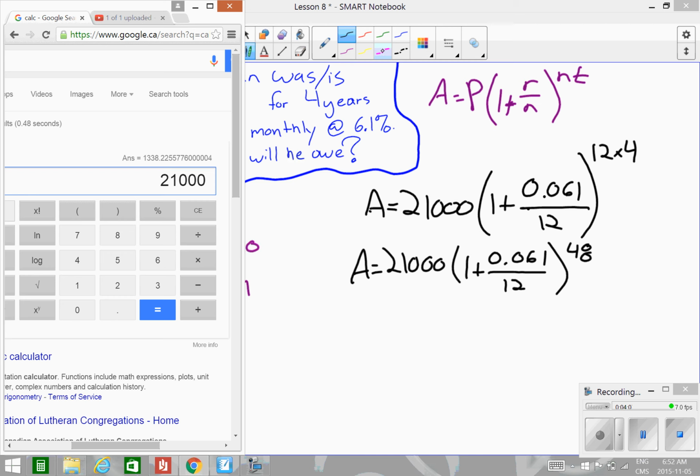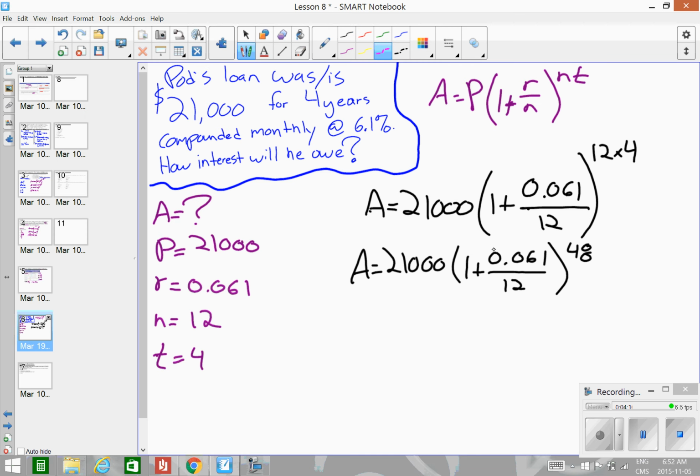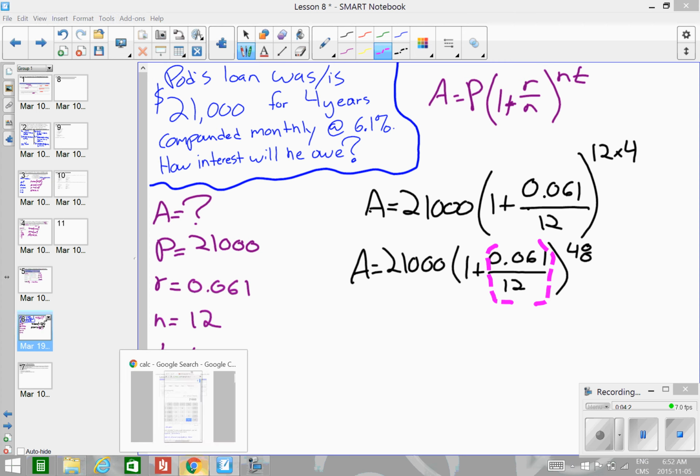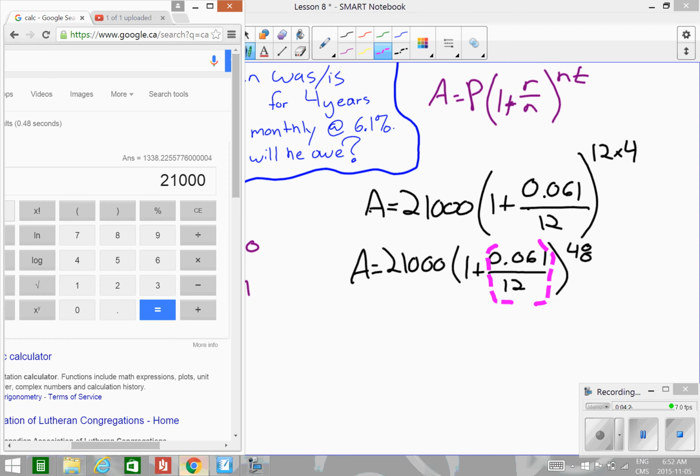When we're typing it into our calculator, just to be safe, sometimes you need to, sometimes you don't, depending on if your calculator's smart or not, put your fraction in brackets. Some calculators are smart, some aren't. So that times 1 plus, remember, let's put that fraction in brackets just to be safe, 0.061 divided by 12. You have to close both the brackets. See how you have 2 there? I have 2 here as well. And all that to the power of 48.